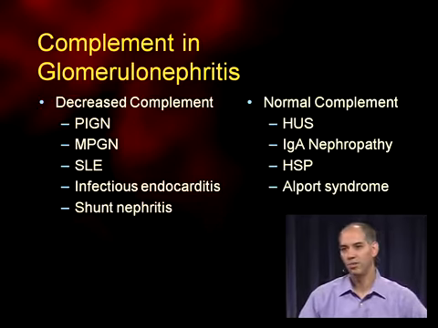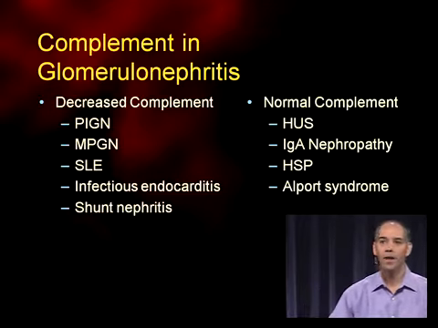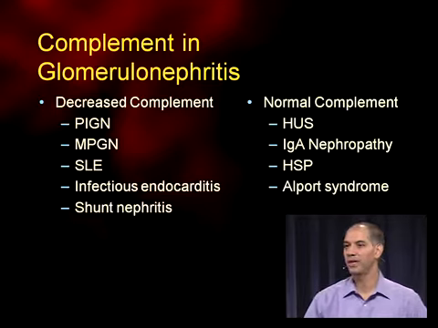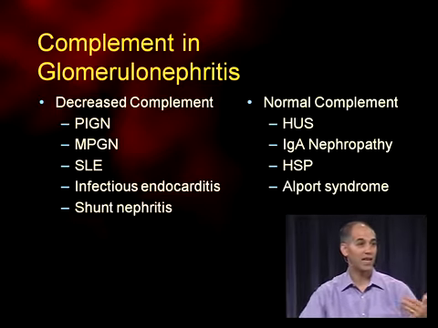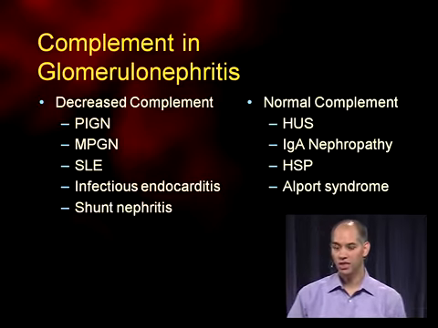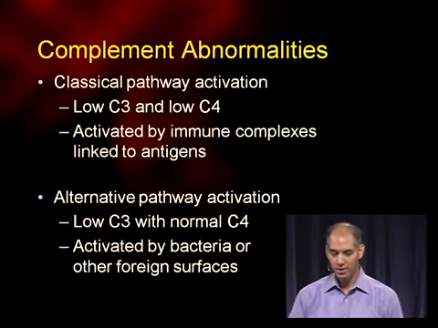I haven't seen a board exam with glomerulonephritis where they don't tell you that the complements are either normal or not normal. The reason is because you can almost cut your differential in half by looking at the complements. There are some classically decreased complement GNs like post-infectious, MPGN, lupus, and there are some classic normal complement GNs like HUS, IgA. We'll talk about all of these, I promise.